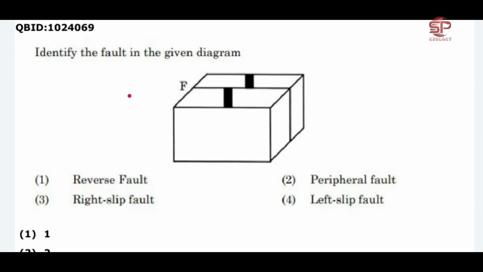So identify the fault in the given diagram. Obviously it is a strike slip fault, as shown here. But we cannot determine whether it is sinistral or dextral. This part may be displaced from here, or otherwise, in the other case, this part is also displaced to here. So it is inconclusive whether it is a sinistral or dextral fault.